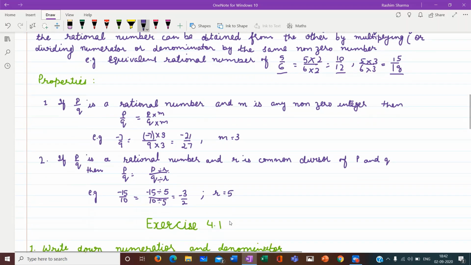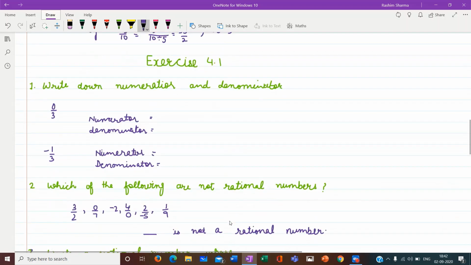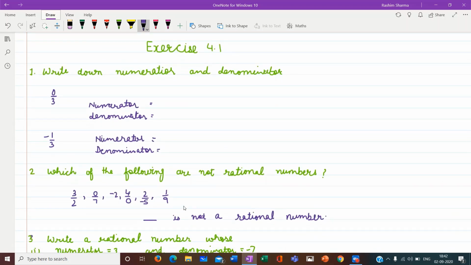Alright, now let us start with exercise 4.1. First question is, write down numerator and denominator. Now the rational number is 0 upon 3. Numerator here we can see is 0 and denominator is 3. Next part, minus 1 on 3. In this rational number, numerator is minus 1 and denominator is 3. All of you understand this thing.